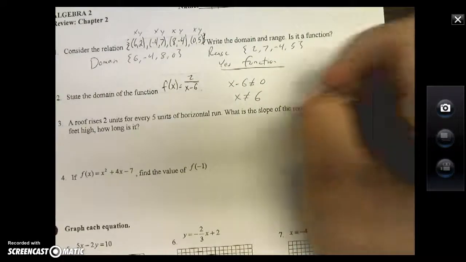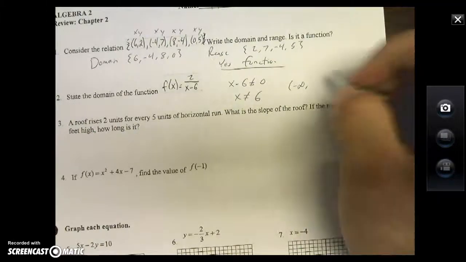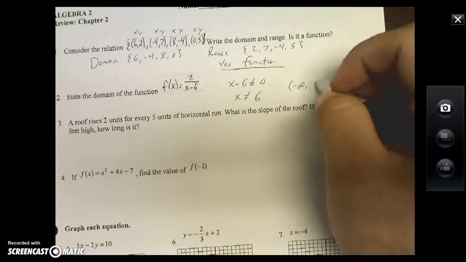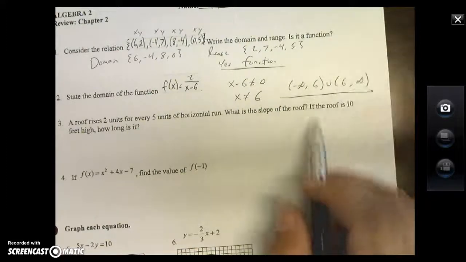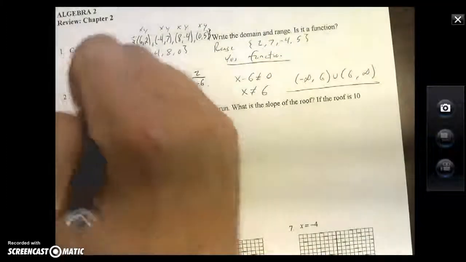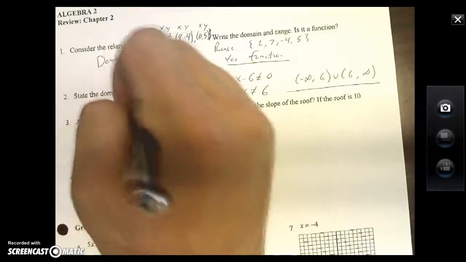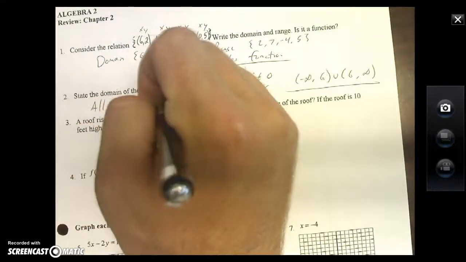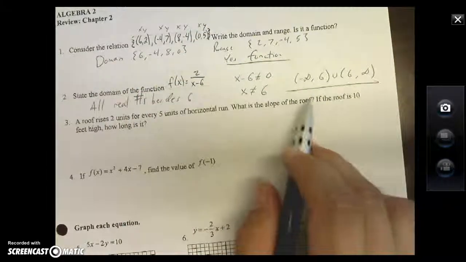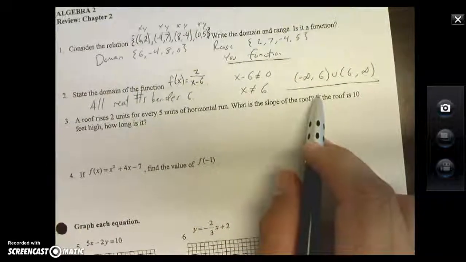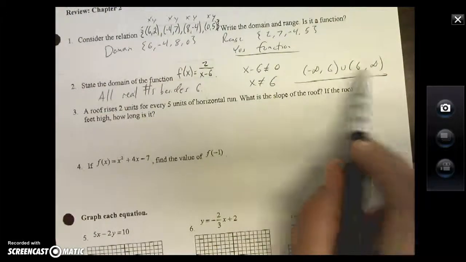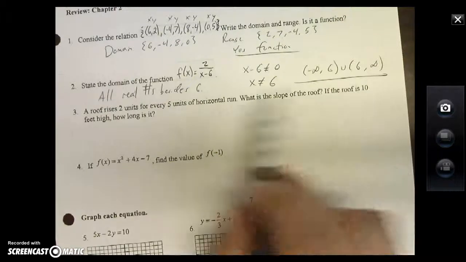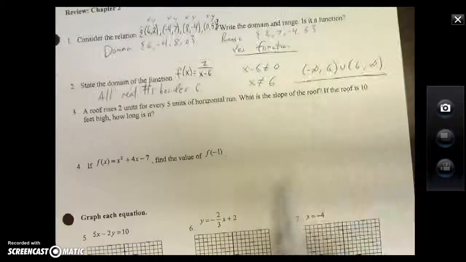So what this means is that I can have every single value on the real number spectrum besides 6. Okay? And you can write that in words, all reals besides 6. Okay, I am going to give a mini lesson in class about interval notation over here. It's really simple. I know it looks complex, but all this is saying here is every single number from negative infinity to infinity except for the number 6.